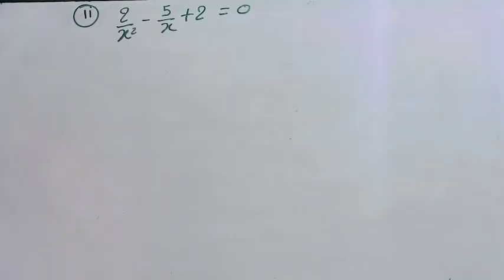Now see question number 11, that is 2x by x square minus 5 by x plus 2 is equal to 0.